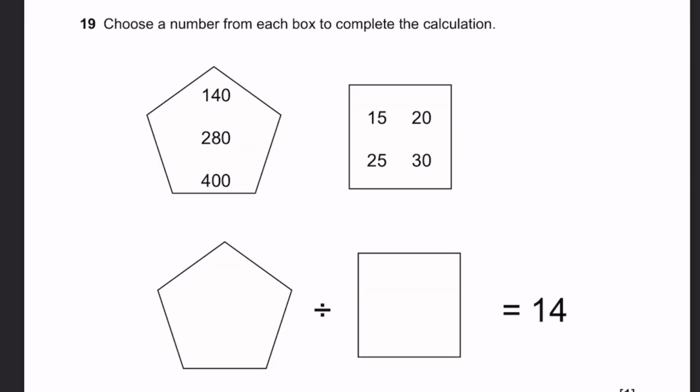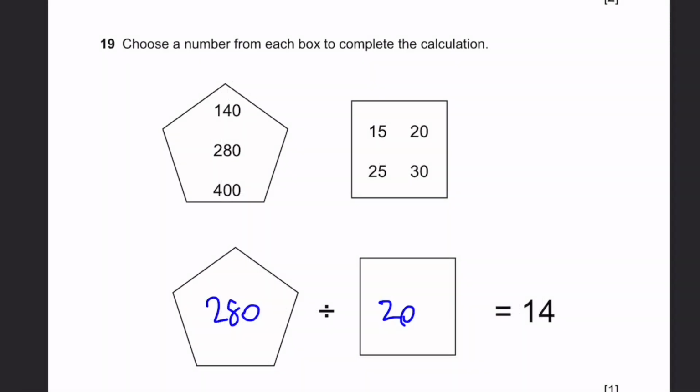Question 19. Choose a number from each box to complete the calculation. Dash divided by dash is equal to 14. Over here we can see that 280 divided by 20 is actually equal to 14. I'll show you why there is 280 and 20 and there's no other number.